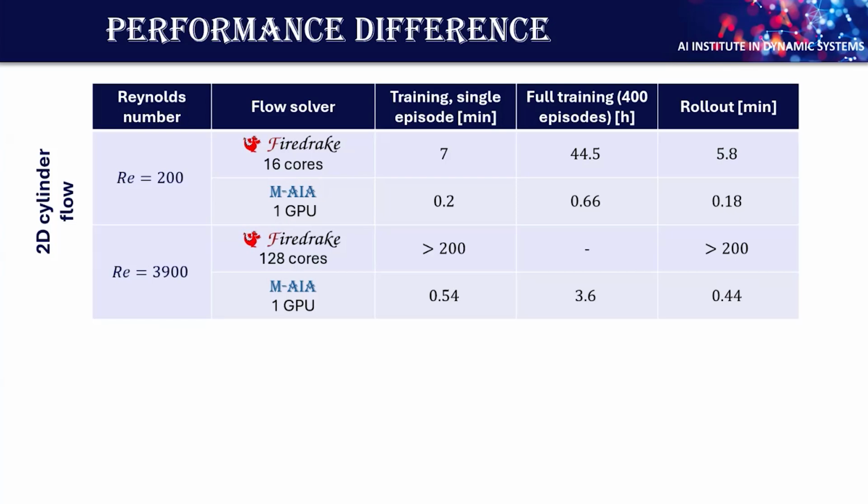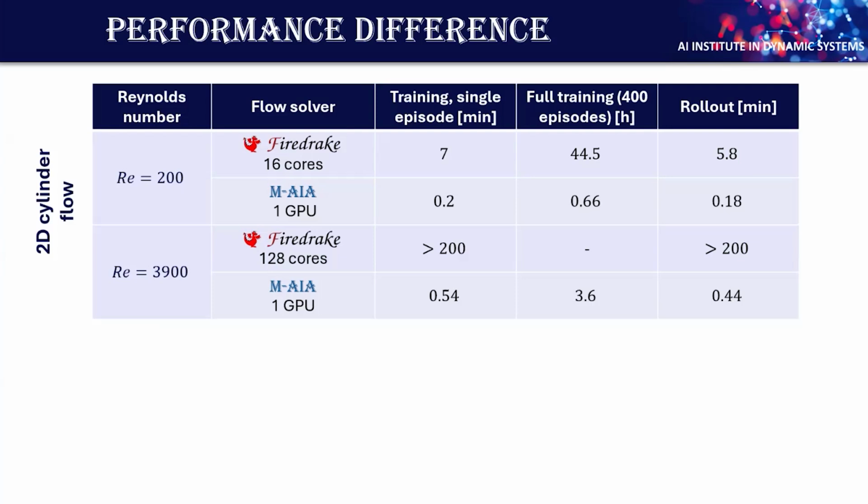Anyway, for this test case, FireDrake requires 7 minutes for one episode, while our Maya code, which is running on one GPU, only requires 12 seconds. So we are orders of magnitude lower compared to what we had before. When we consider a full training schedule, FireDrake requires something like 2 days, while we only need 40 minutes for our Maya solver. And the same also is true for larger Reynolds numbers.